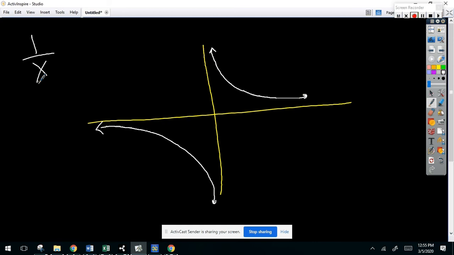Is this a function? Why? It passes the vertical line test. Is its inverse a function? Why? It still passes the vertical line test, or the way it sits now, it passes the horizontal line test. If you took a horizontal line anywhere, it would still pass. So it's a function and its inverse is a function. Does that make sense to everybody? Okay.